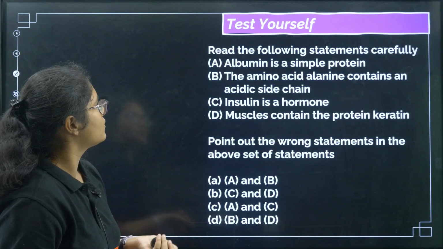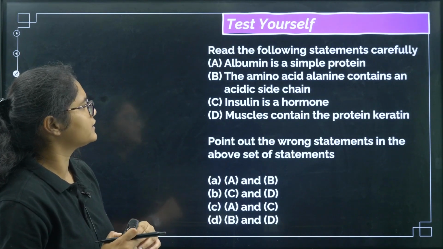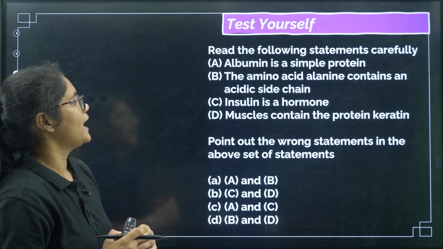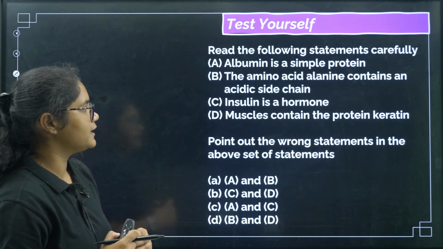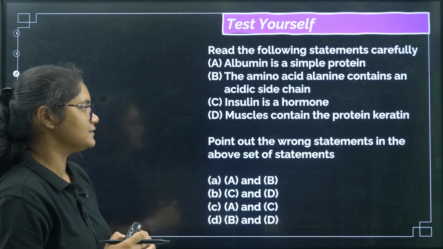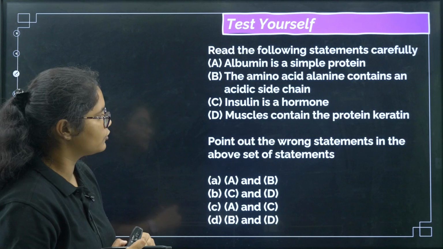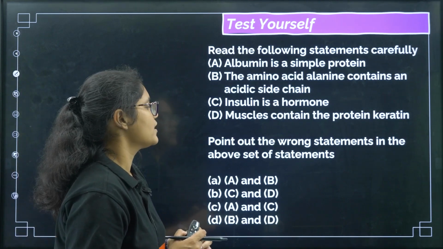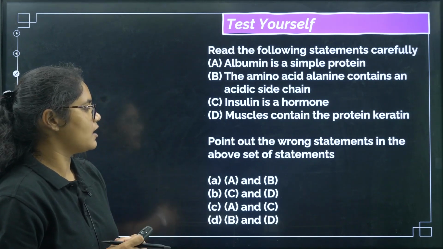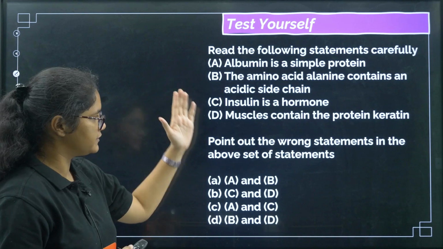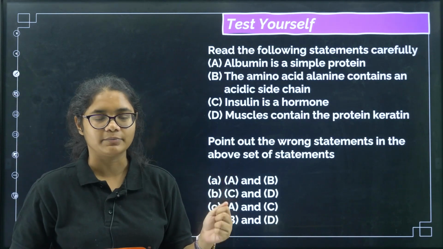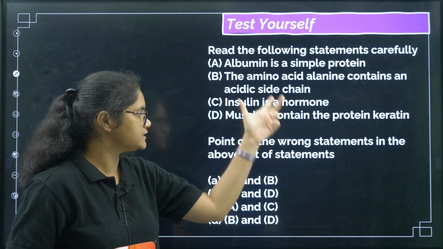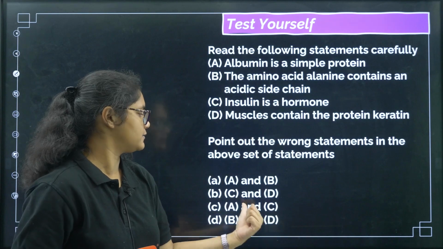Next, one homework question is there. Read the following statements carefully. Albumin is a simple protein. Alanine is an amino acid that contains an acidic side chain. Insulin is a hormone. Muscle contains the protein keratin. Point out the wrong statements in the above set of statements. Just read these statements. We have completed the whole chapter, so now you can find out which is the wrong statement and correct them in the options.